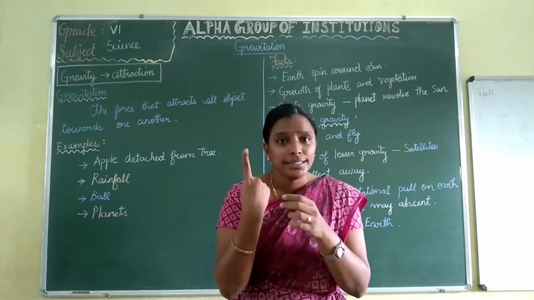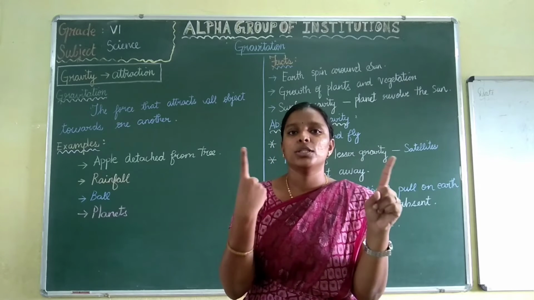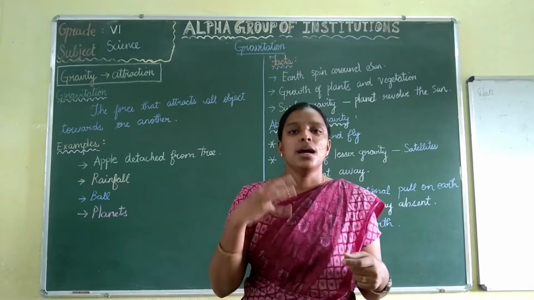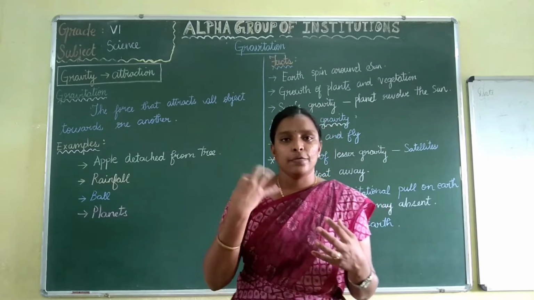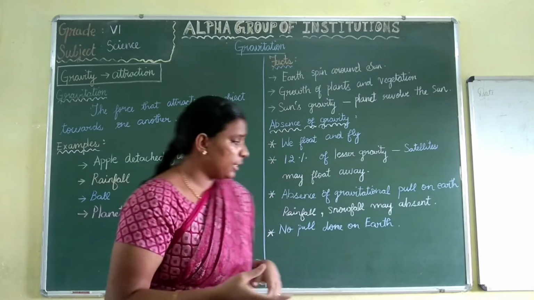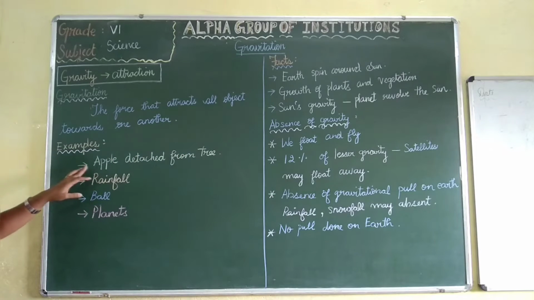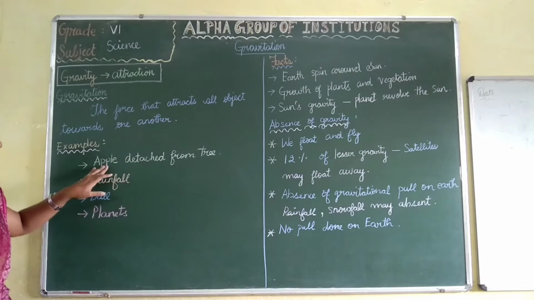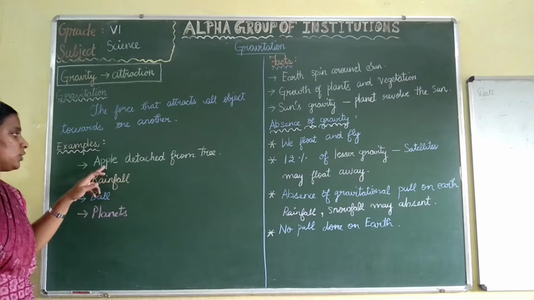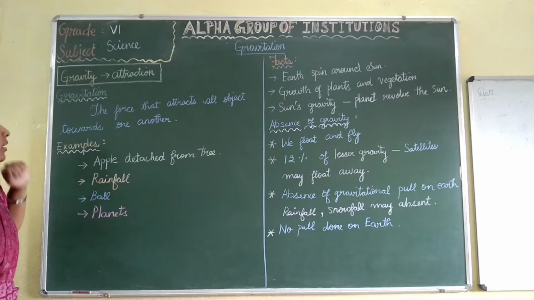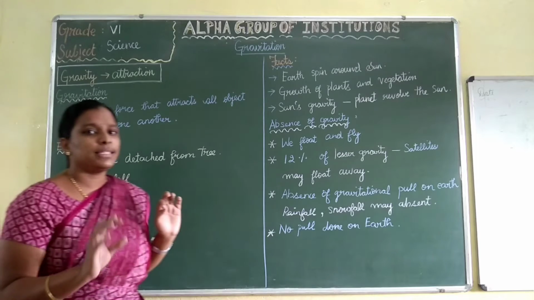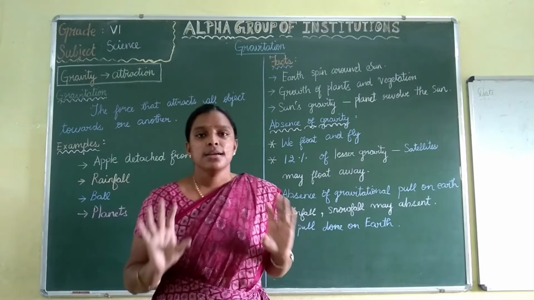So there is an attraction between my finger and the metal ball, so the object is revolving. In the same way, the planet also has an attraction, so it is revolving on its orbit. If I ask you about an apple detached from a tree, the same pull, that attraction, is done by the earth. That is also an example of gravity. The force that attracts all objects towards one another is gravity.